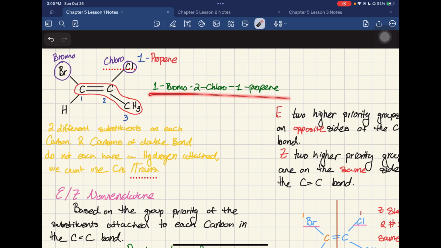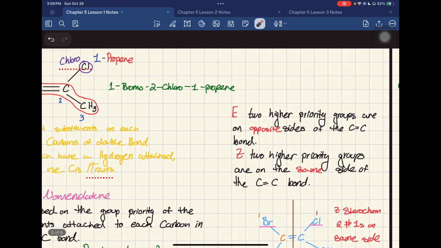And again, the 1, we started at the carbon double bond, and we're pretty much saying that the parent chain name is always where the double bond starts, and then the name of the parent chain, which would be propene. And obviously 1 is attached to bromo, 2 is attached to chloro. So 2 different substituents on each carbon. The 2 carbons of the double bond do not each have a hydrogen attached, so we cannot use cis or trans configurations.